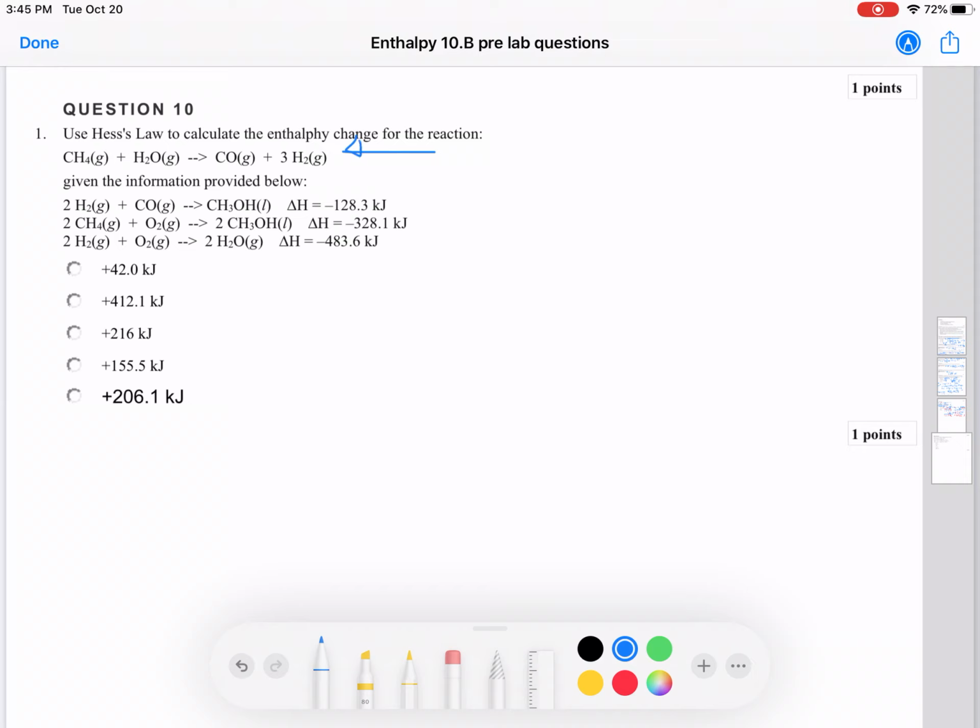Let's look at our first given equation. 2 hydrogen plus carbon monoxide. Now this one, carbon monoxide, is on the left side. So we want to put it on the right side. So we're going to reverse that first reaction. When you reverse it, methanol becomes your reactant, and 2 hydrogen and carbon monoxide become the products. So negative 128 will now become positive 128.3 kilojoules. So when a reaction is reversed, the sign of the enthalpy also needs to be reversed.